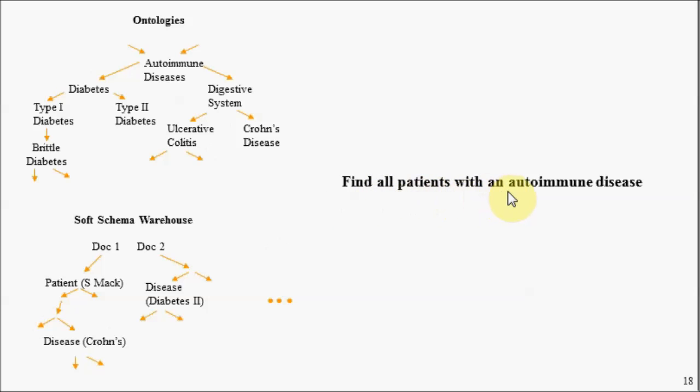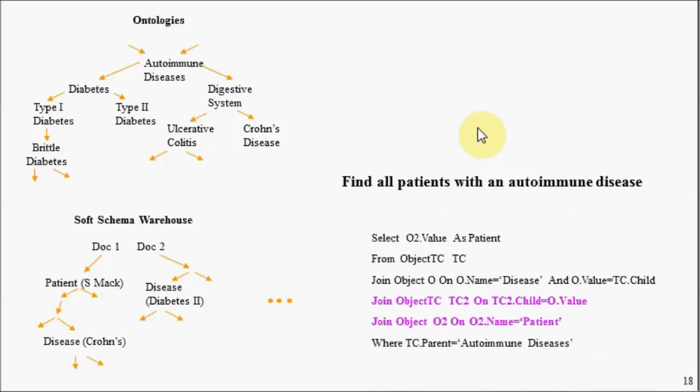Find all patients with an autoimmune disease. So it would look like the following select statement. We end up using a copy of the transitive closure to traverse this particular graph, and we use another copy of the transitive closure to traverse our XML document.